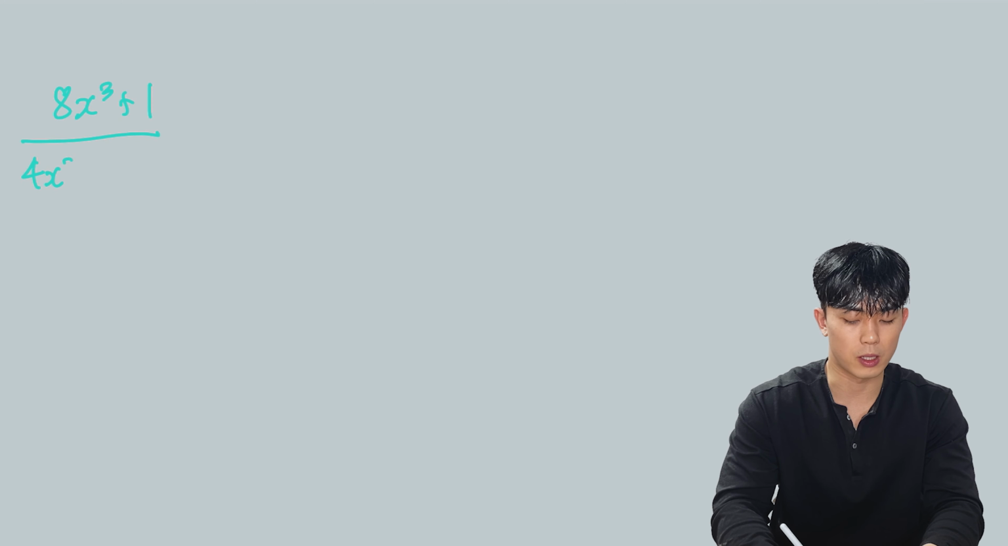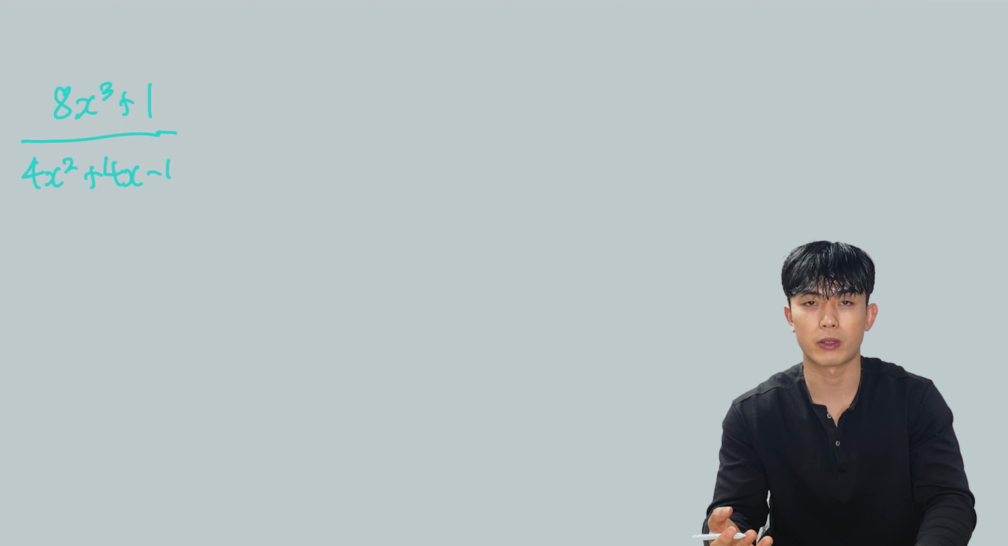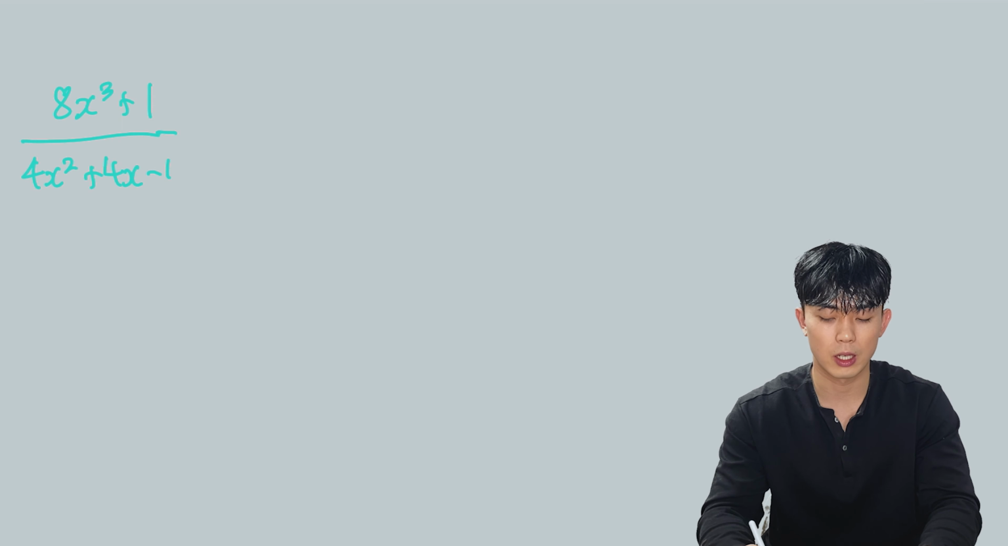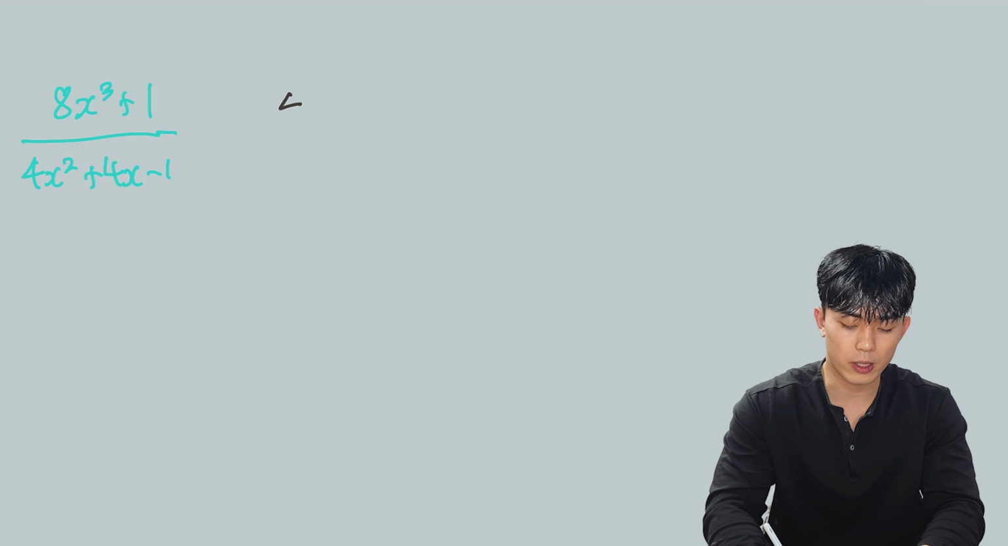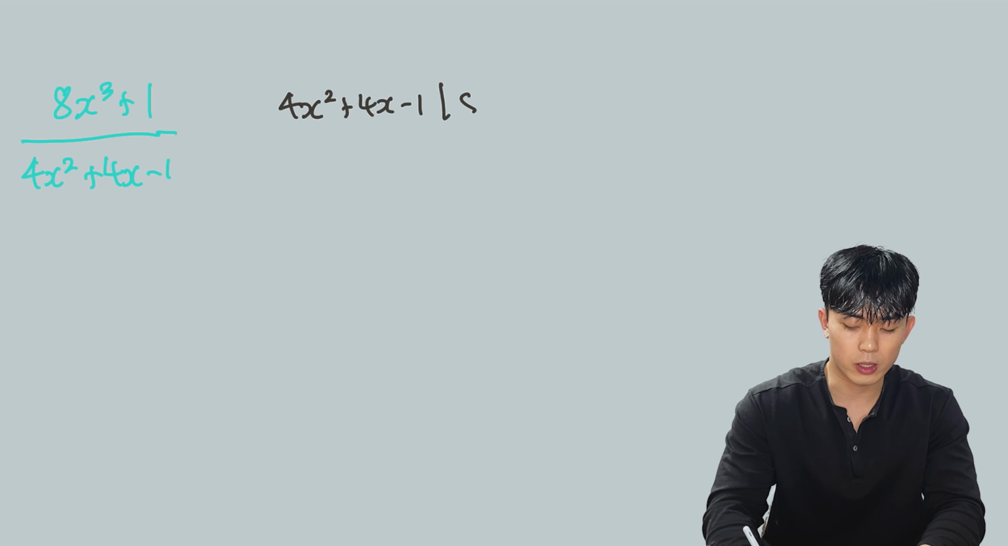So let's say we have a question where we have 8x cubed plus 1 over 4x squared plus 4x minus 1. So this is slightly harder, but it's the same process, the same 6 steps you should be following. So let's write it out. So we have 4x squared plus 4x minus 1, and then we have 8x cubed.